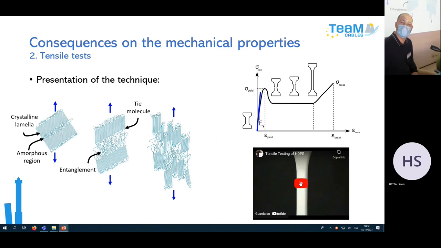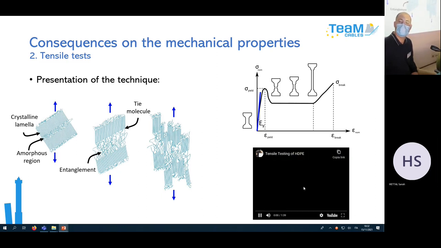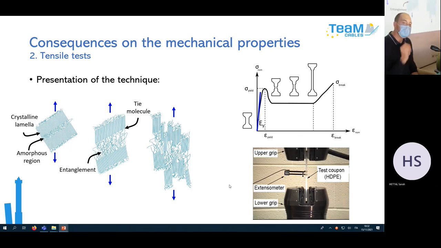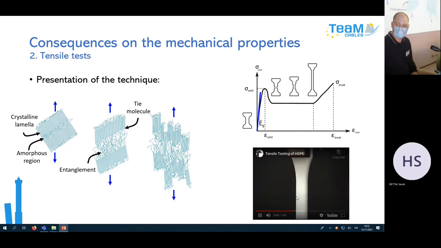That's the cue. Okay, it's connected to the internet. Okay, now I'm going to remove the sound.